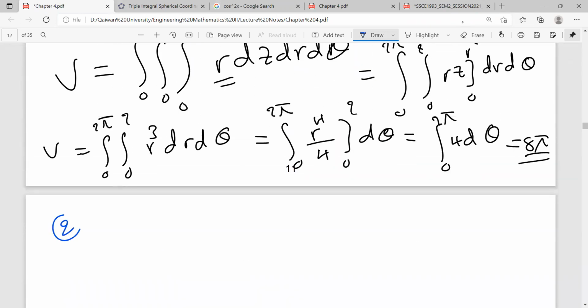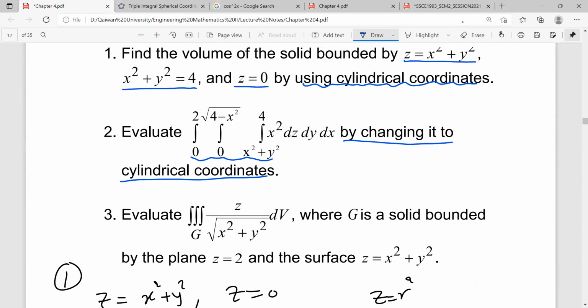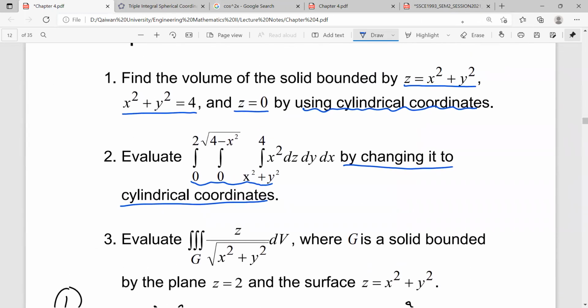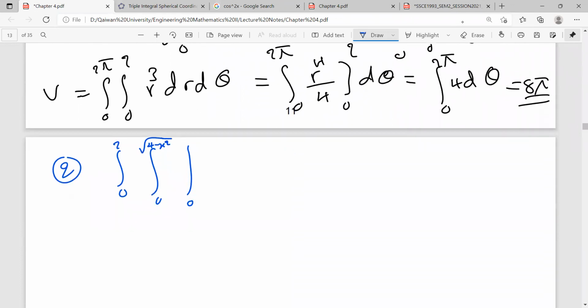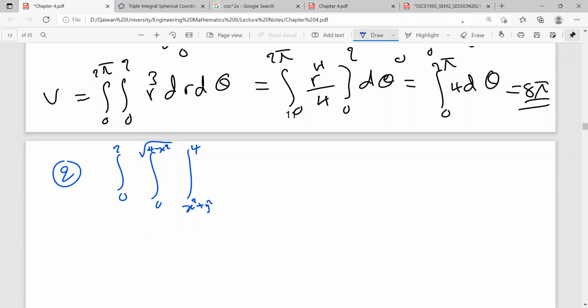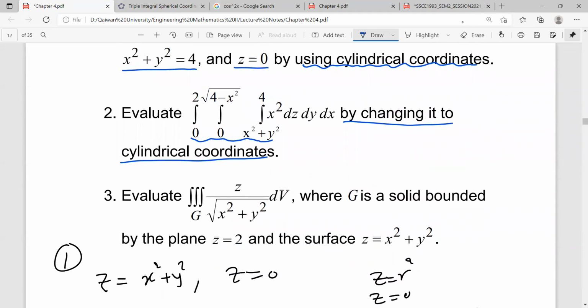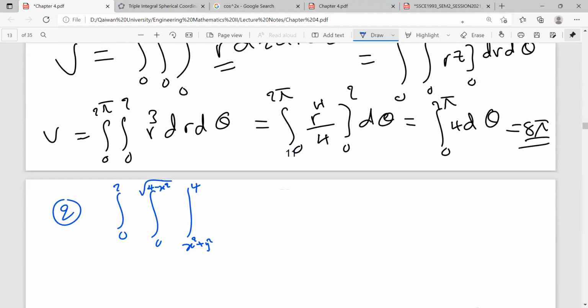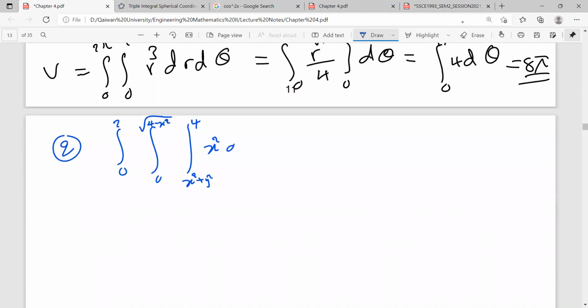This is the integration from 0 to 2, the integration from 0 to square root of 4 minus x squared, then the integration from, sorry, it's from x squared plus y squared to 4, for x squared dz dy dx.